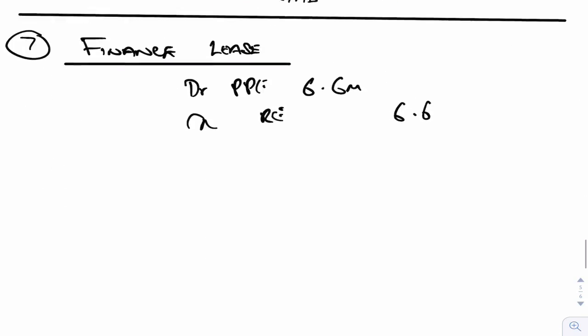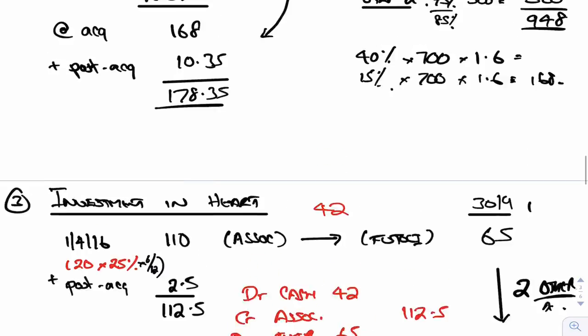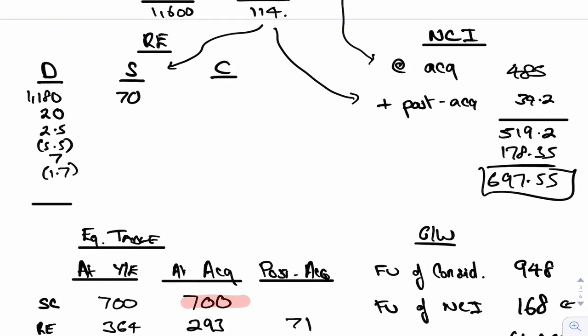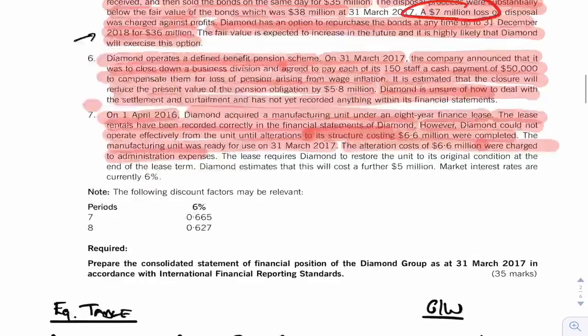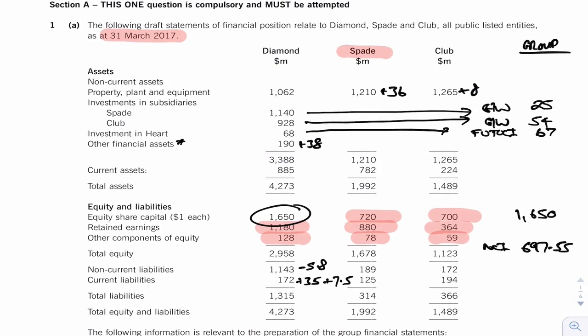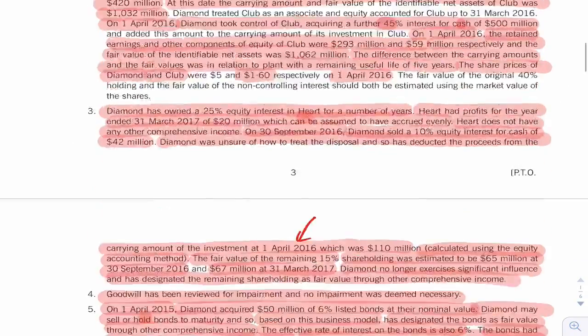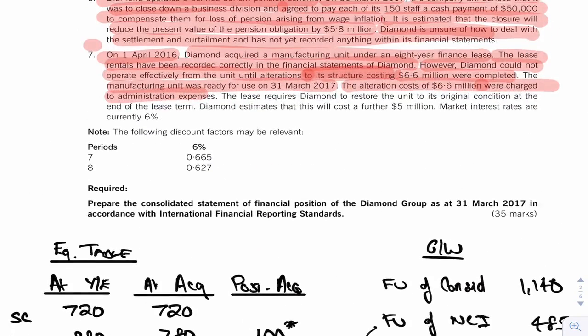So let me go do that now, I guess. Where's my retained earnings? There they are, 6.6 positive, and my PPE I'm going to increase by 6.6. Carry on with my notes.